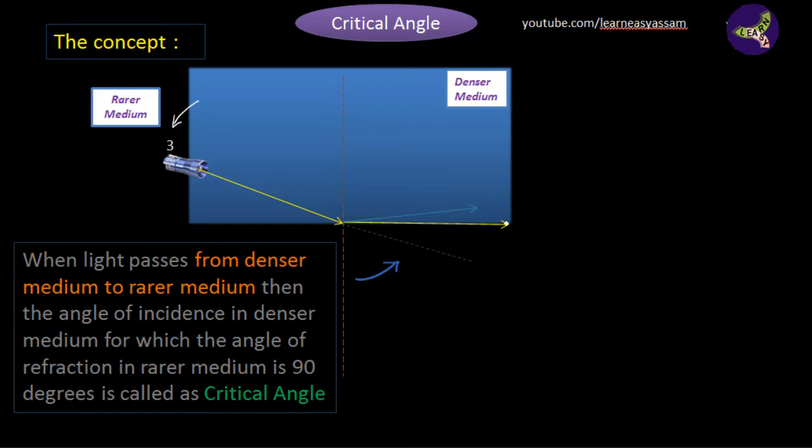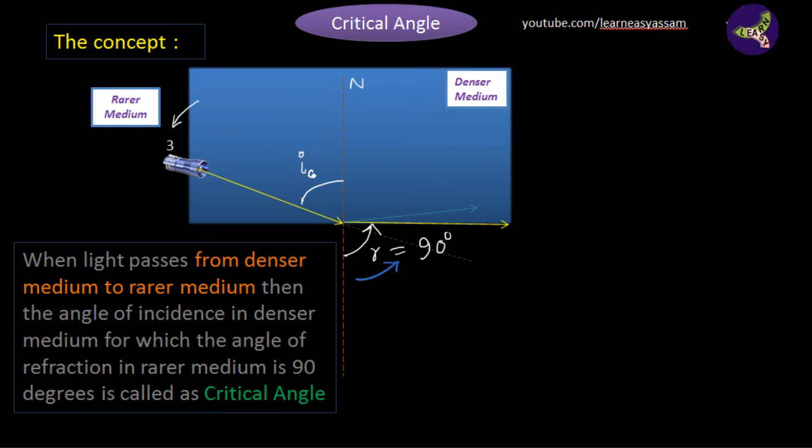So here we can see this is the refracted ray. At this point we can say that this is the incident ray in the denser medium making an angle with the normal. This is the normal and that is the angle i, the incident angle, and for this incident angle we can see the refracted angle, or angle of refraction, which is r, has become 90 degrees. So at this position, if the refracted angle becomes 90 degrees for the incident angle i, then we say that angle i is the critical angle.